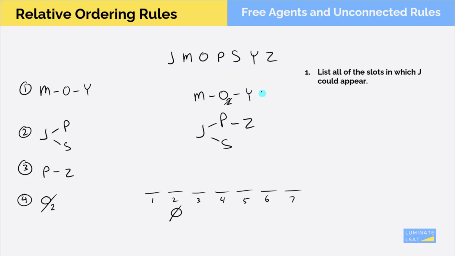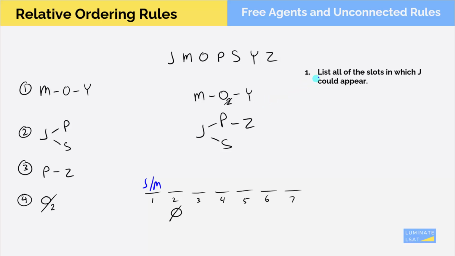Now, before we go to the questions, I do like to think about who could go first and who could go last. And it looks like the M and the J are the only letters out of these 7 letters that don't have anything before them. So that's why it looks like J or M could go first. And the Y, Z, or S, these are the letters that could go last.